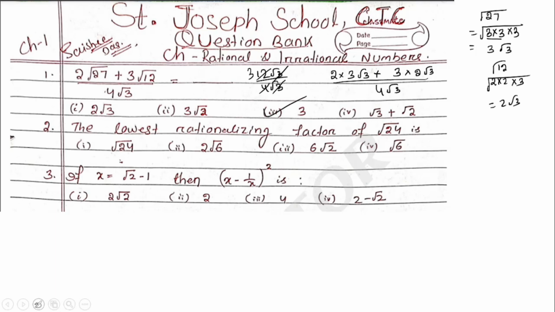Okay, now next question. The lowest rationalizing factor of root 24. So how to solve? First 24 we can write as 2 into 2 into 2 into 3. Now from 2 twos we take out 1, that is 2, and the remaining we write under root, that is 2 root 6. Now the lowest rationalizing factor is root 6. Option number IV is the correct answer.